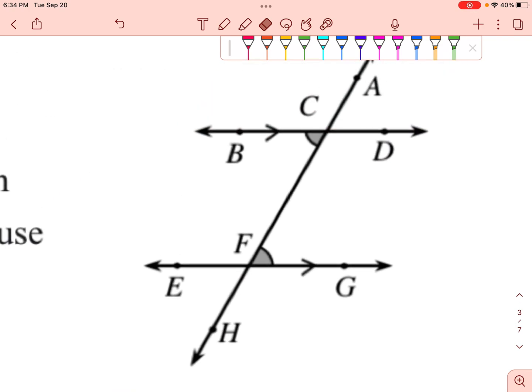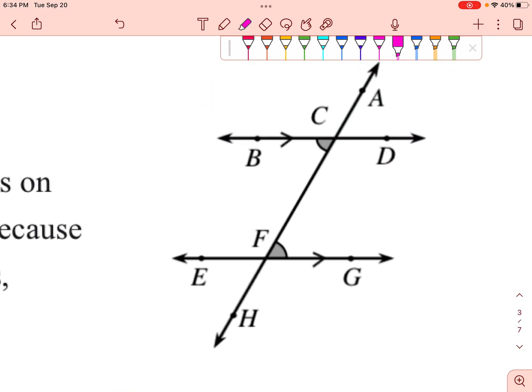I had a crazy geometry teacher, and she called them Zorro angles because if you make a Z, those are your angles right here, okay, inside of your Z.